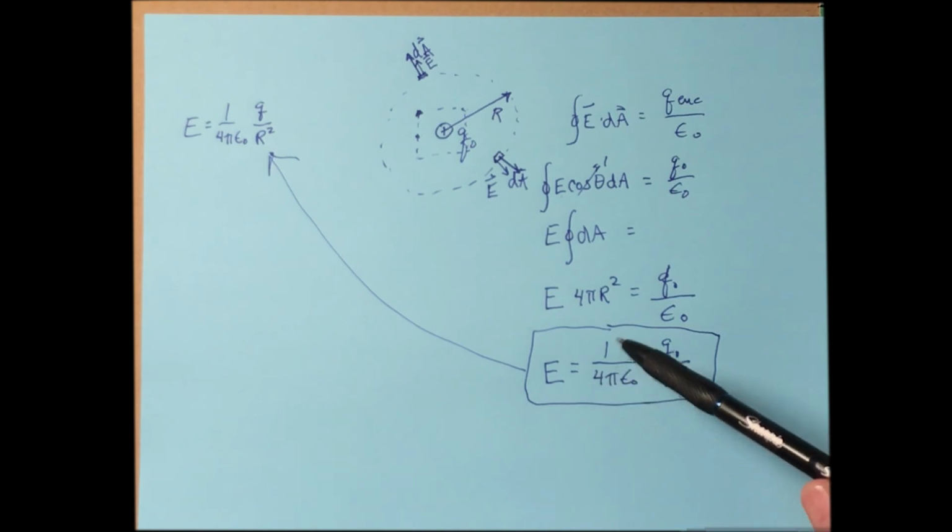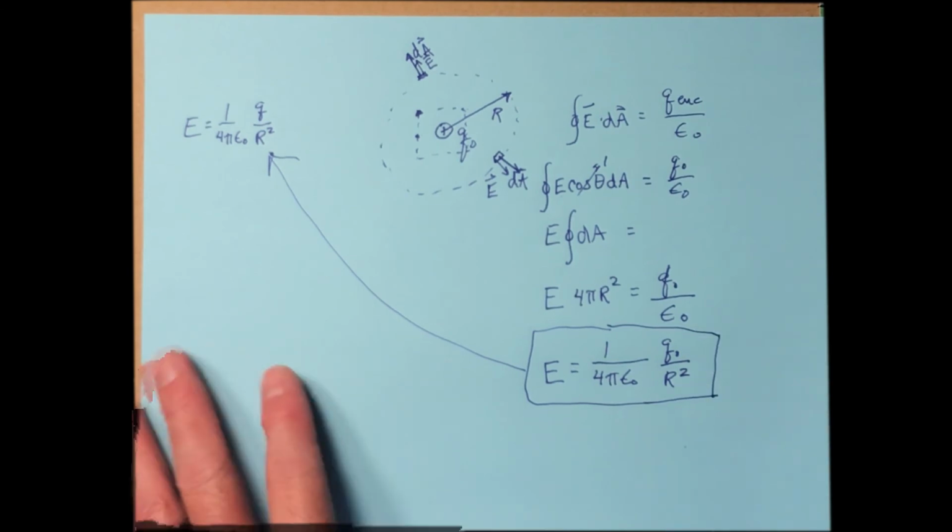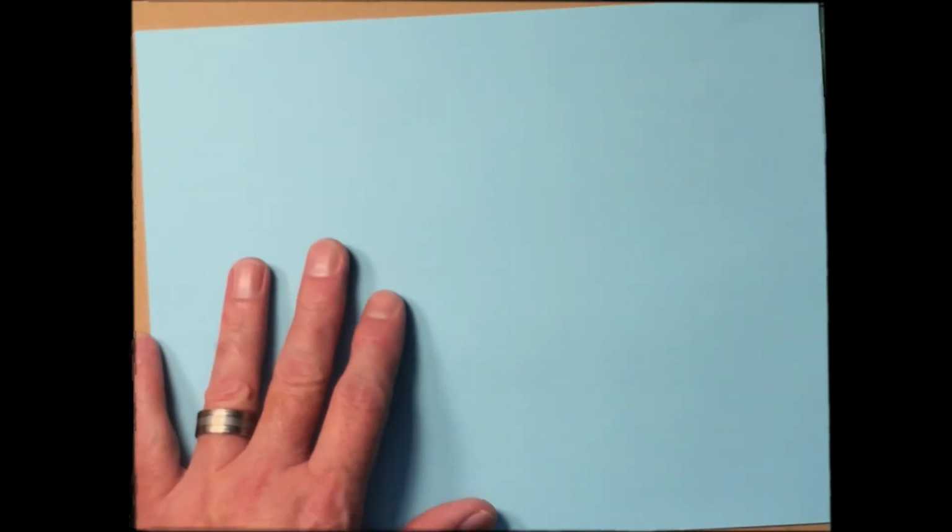So there we've used Gauss's law to derive the electric field for a point charge, a distance r away from the point charge. Now, we can do some other things with Gauss's law as well, and you probably will in some of your homework, and we will work more problems here as well.